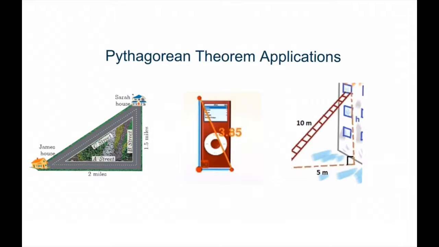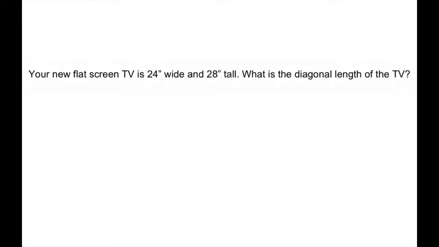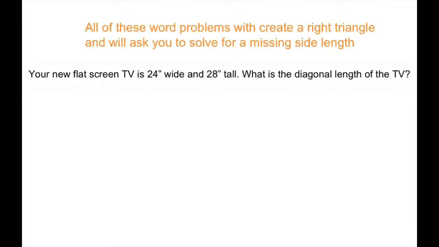Hi class, today we are going to learn how to apply the Pythagorean theorem to real life examples. Before we start with the first example, we need to remember one thing, that all of these word problems will create a right triangle. And in that right triangle, it's asking you to solve for a missing side length. And when you have a right triangle and you need to find one missing side length, that's when you use Pythagorean theorem, which is a squared plus b squared equals c squared.